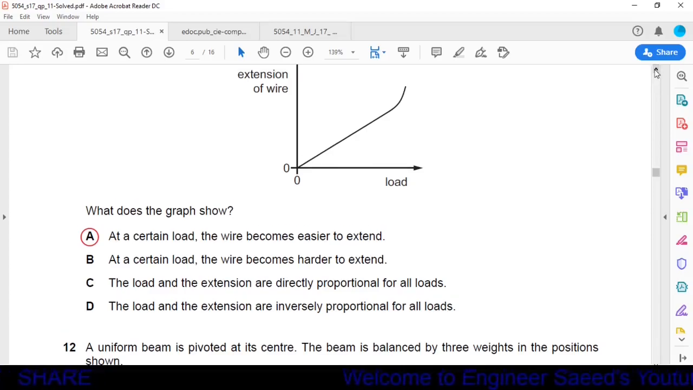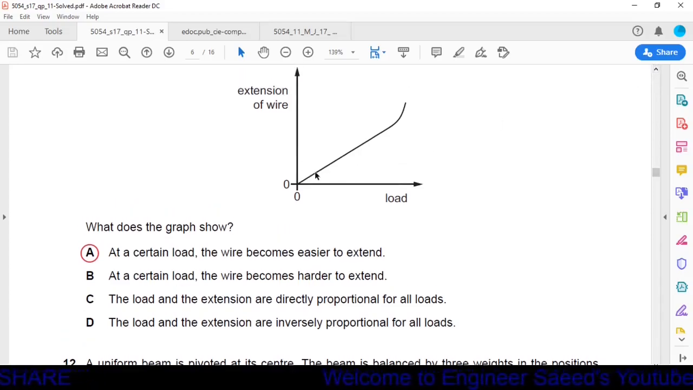Okay, the topic is related to Hooke's law. Here we are looking at the graph: it is a straight line up to this point, and after this the gradient moves towards the y-axis, or we can say the gradient is increasing here. After this point, the gradient gradually increases. So we can say that with the applying of load, now we can extend easily. After this point, it can be extended easily. So option A is the correct one: at a certain load, the wire becomes easier to extend.